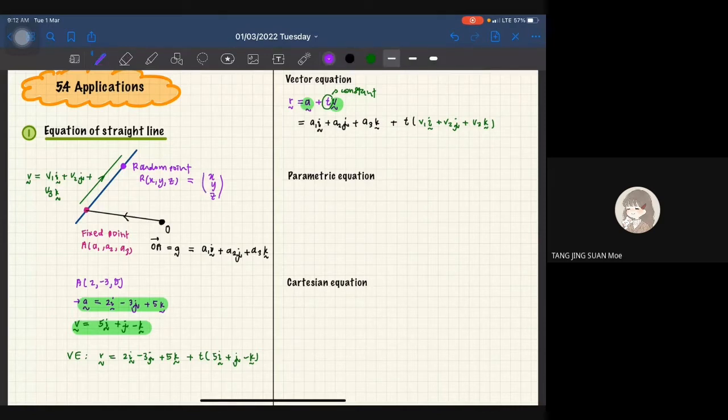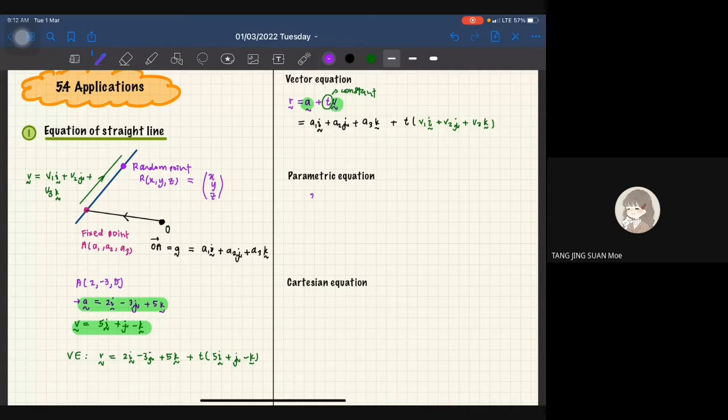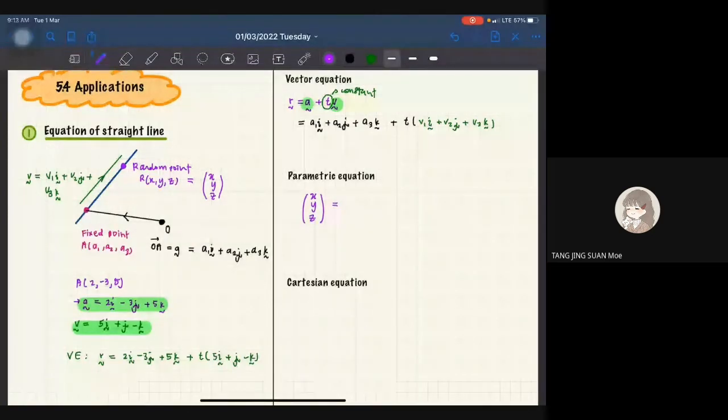Okay, so ini kita akan tulis dia dekat parametric equation. So awak akan jadikan dia dalam bentuk column matrix. So you have X, Y, Z. This is your R. Okay, which is equal to vector A. So vector A, you know it is this one. Okay, you can also write it in the form of column matrix, which is equal to A1, A2, A3.